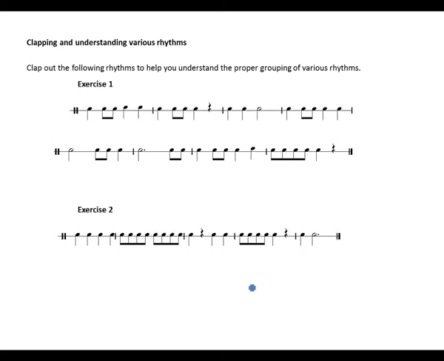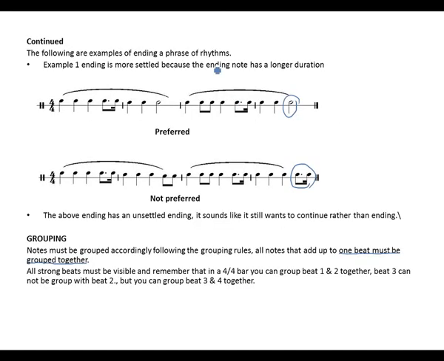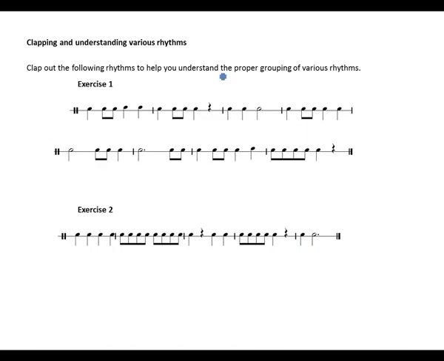1, 2, 3, 4. 1, 2, and 3, 4. 1, 2, 3, and 4. 1, 2, 3, 4, and 1, 2, and 3, 4. 1, and 2, and 3, 4. You can see you must be silent on beats that have a rest. A dotted minim means 3. So you're going to clap and hold for 3 counts.